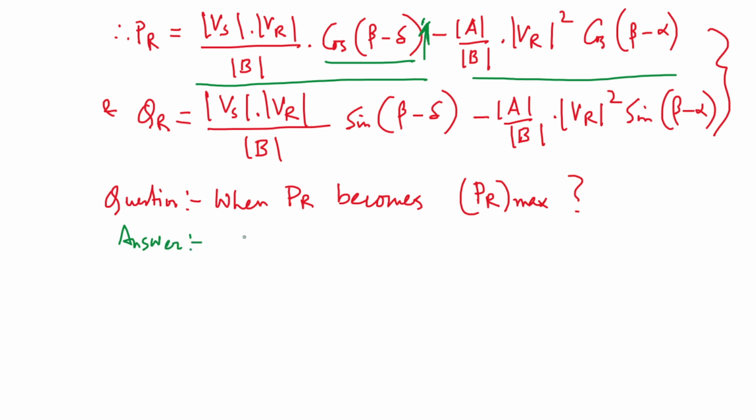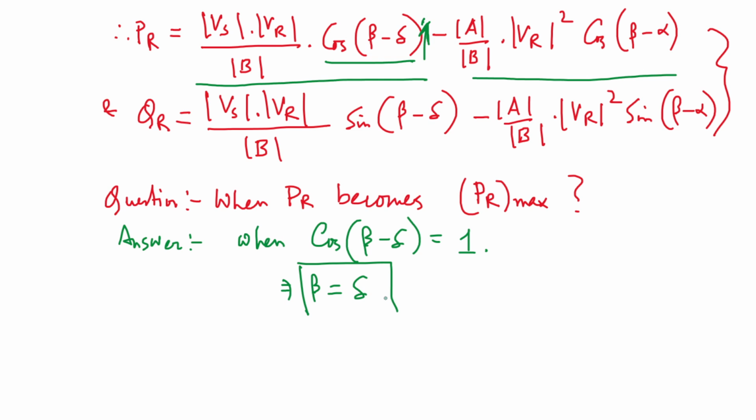The answer to this question is when cos(beta minus delta) should be equal to 1. So when cos(beta minus delta) equals 1, beta should be equal to delta. So this is the condition for maximum active power. However, unfortunately, this is not practically possible. It is not practically feasible.